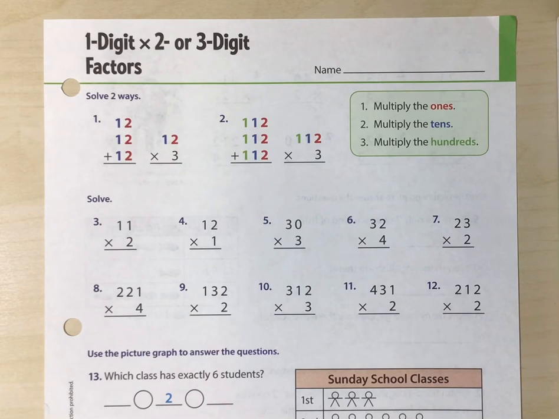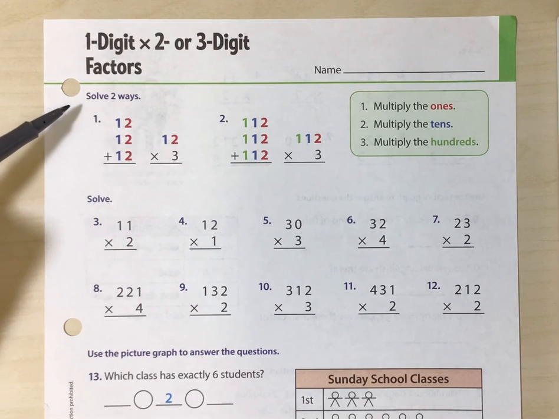We're going to keep practicing multi-digit multiplication. The only difference that we're going to have today is we're going to have some problems that have 3 digits in the top multiplier instead of just 2. So I'm going to do the first couple of problems with you and then let you try the rest on your own. So the first one, they want us to solve this in 2 ways.